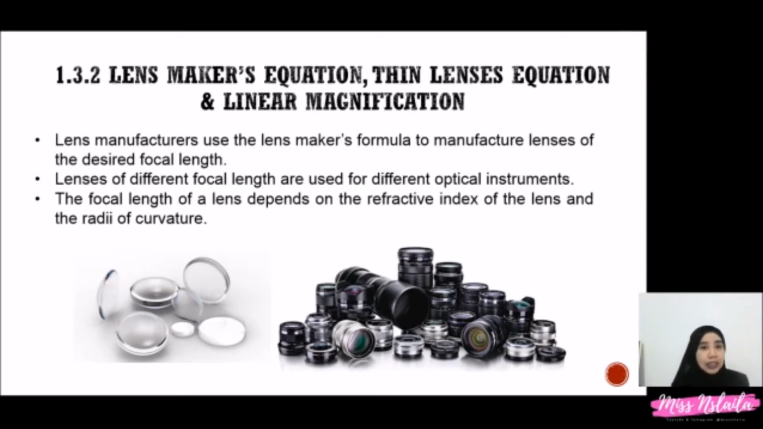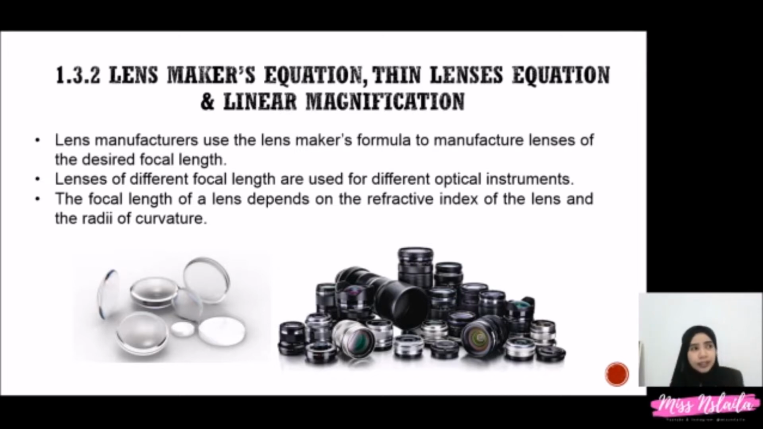Now let's go to the equation. For lens, we have three equations. First, lens maker equation, thin lens equation, and also linear magnification. So what is lens maker equation? Lens manufacturers use this equation to produce varieties of lens with different focal length.